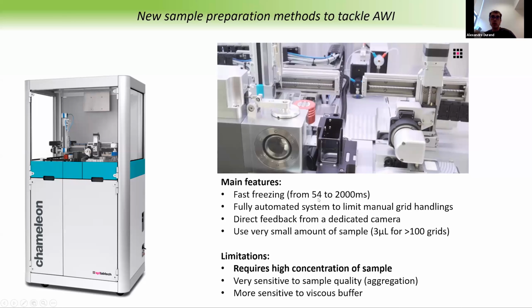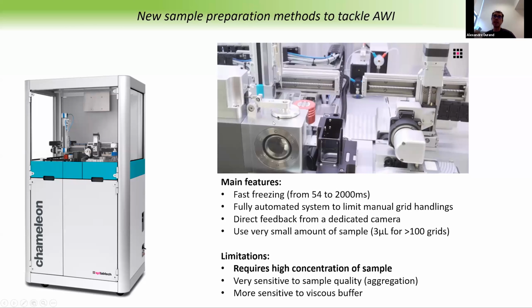You can, of course, do longer wicking time if required, and you can go up to 2 seconds, depending on how the sample behaves and its concentration. If you take a zoom on the chameleon device, the platform on top looks like this. And the very nice feature of this system is that it's fully automated.